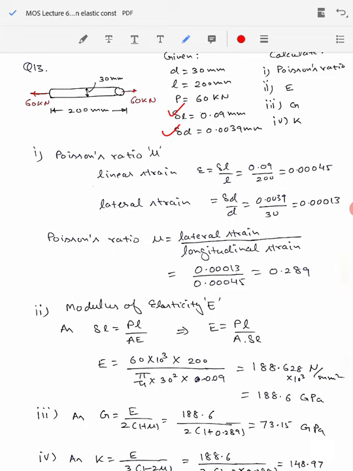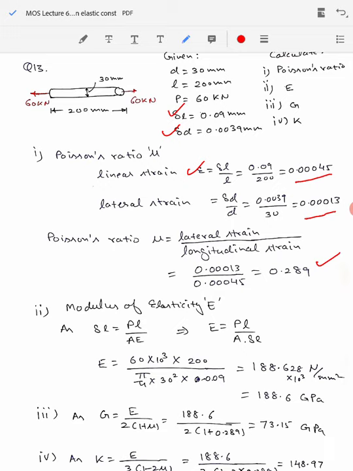For the Poisson's ratio, we know it is the lateral strain divided by the linear strain or longitudinal strain. So linear strain will be given by change in length divided by the original length. So you have the change in length as 0.09, the original length was 200 millimeter. So you calculate this dimensionless quantity of the linear strain as 0.00045. You can also calculate the lateral strain, that is the change in the diameter divided by original diameter, which will give you the value as 0.00013. Poisson's ratio by definition is lateral strain by longitudinal strain. So you divide these two values and finally you get the Poisson's ratio value as 0.289.